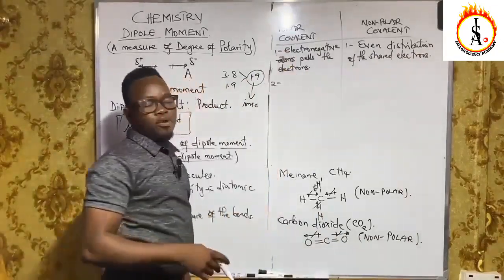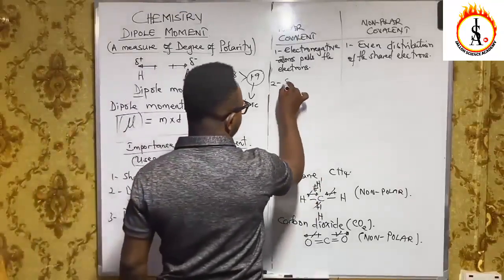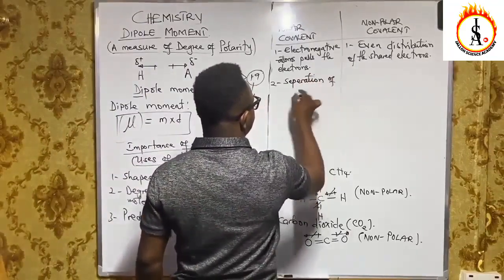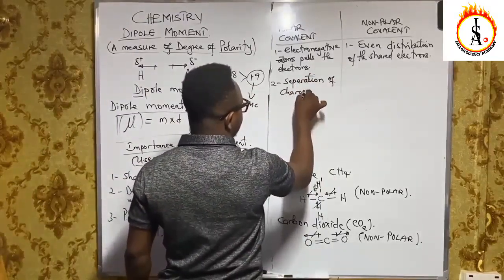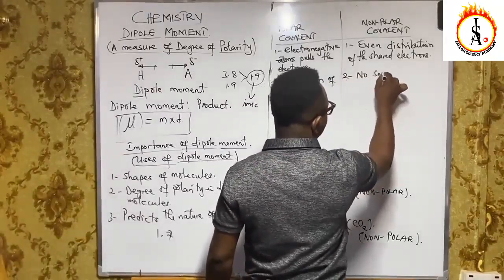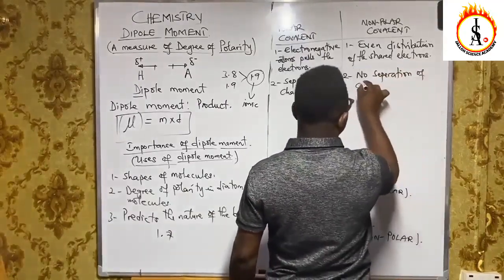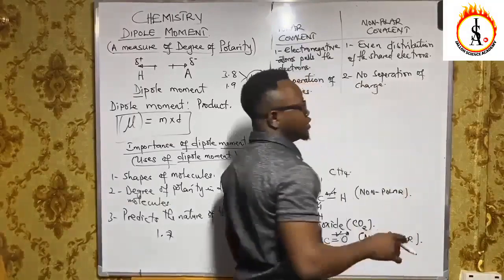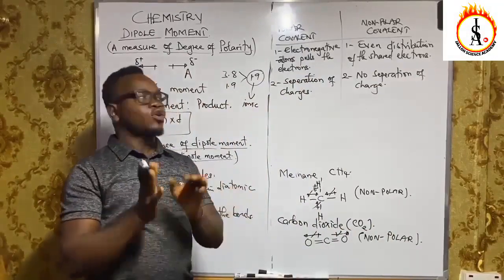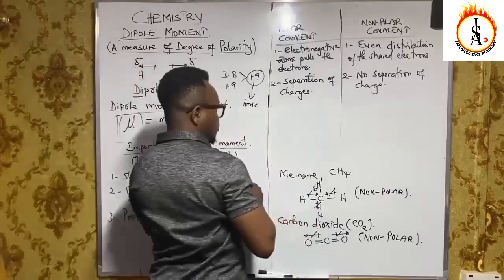Two, in polar covalent here, we have what? Separation of charges taking place. There is separation of charges. So the charges separate. In non-polar, no separation of charges, because the center of positive charge and the center of negative charge coincides. And in that coincidence, that brings about no separation of the charges.